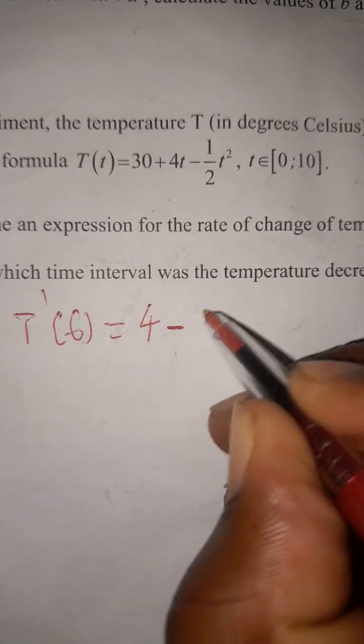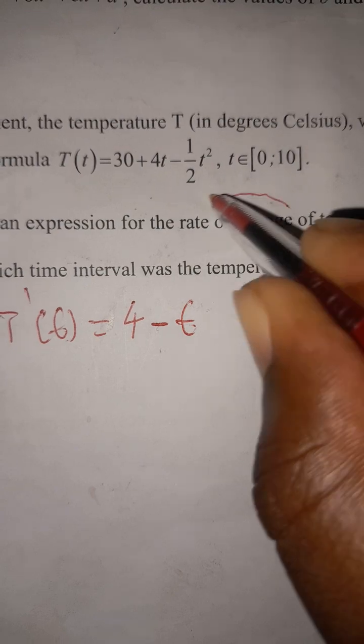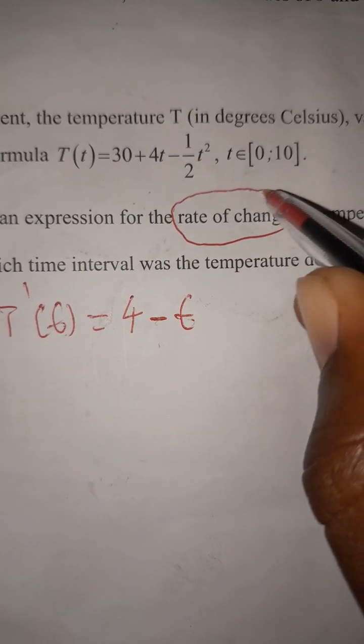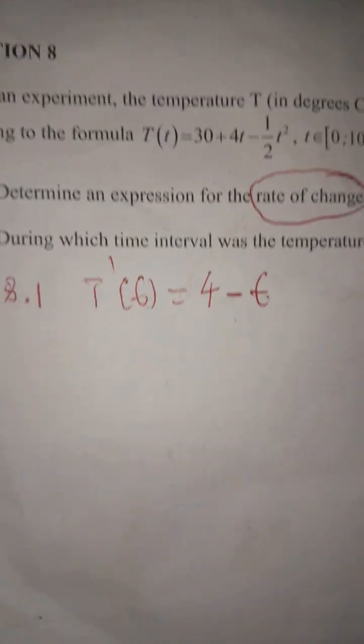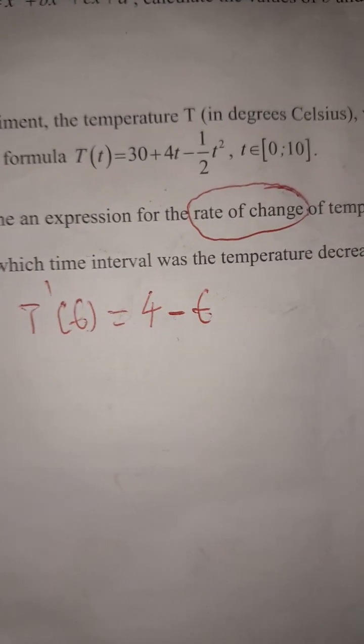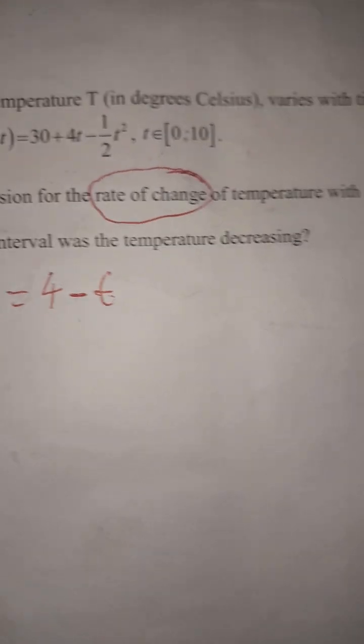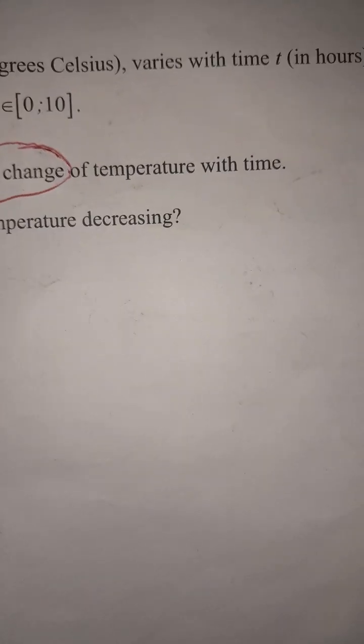So actually we derive, guys, when they talk about the rate of change. The rate of change will be your first derivative. So you're going to derive this, and we get T prime of t equals 4 minus t. So that's the expression, 2 marks for that. Then let's go to the other question.